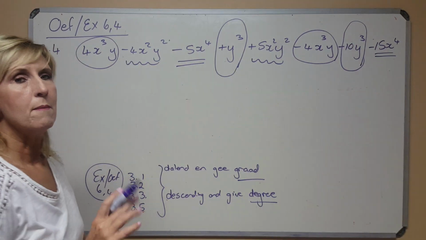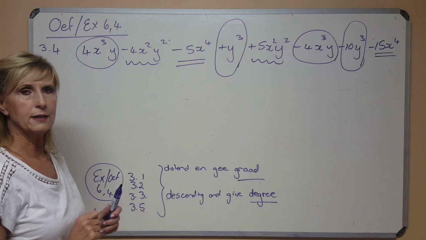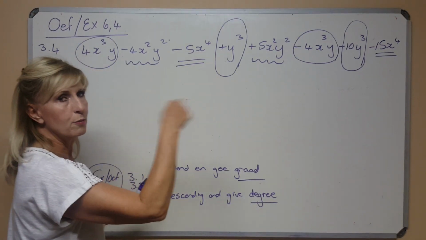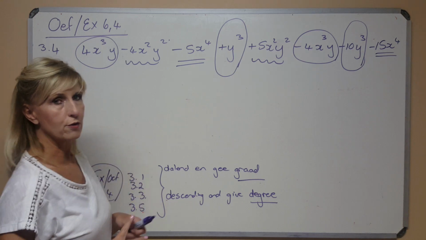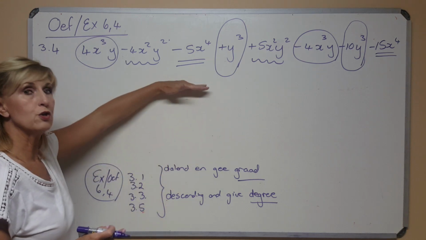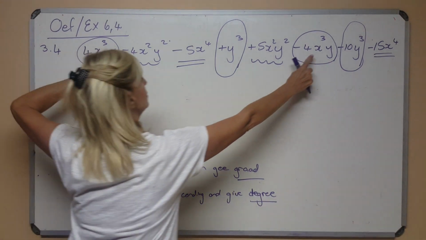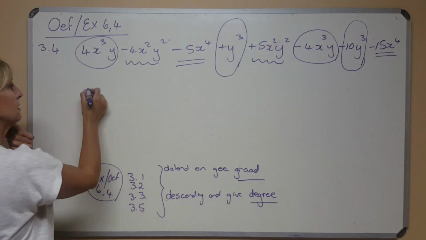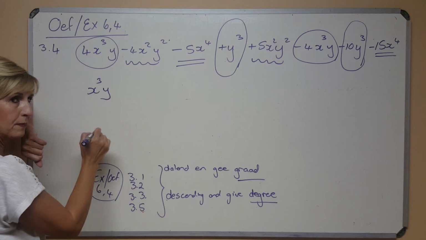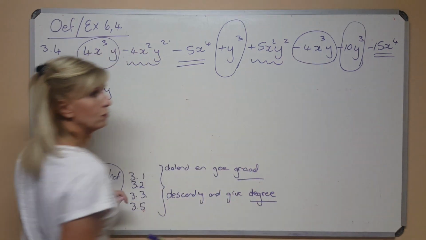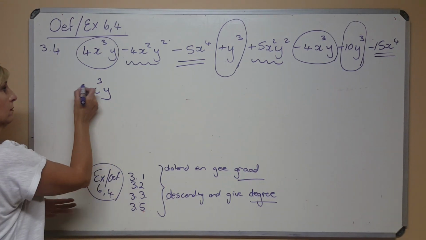Just be careful. Maybe a highlight pen would be a good idea in your book to make the ones that are the same pink, the ones that are the same purple, the ones that are the same blue. Whatever you do, make sure you get the like terms together. So if I add the x to the power 3's together, what do you add? It's still going to be x to the 3y, but how much? 4 minus 4, oopsie, is 0.